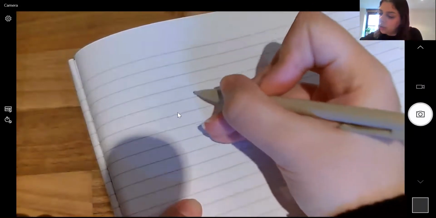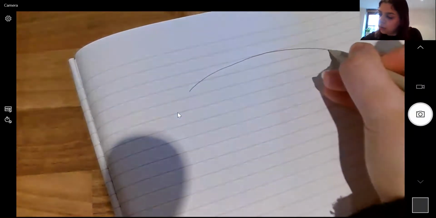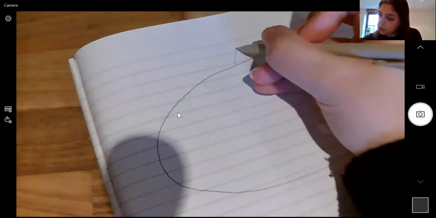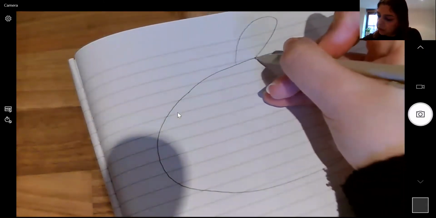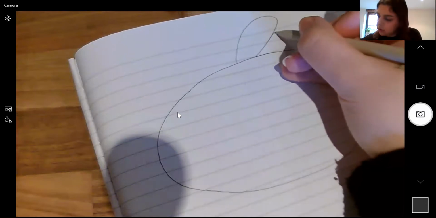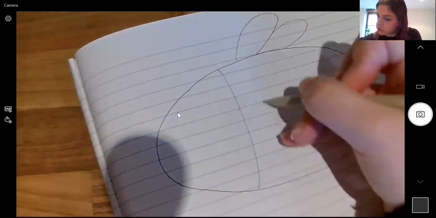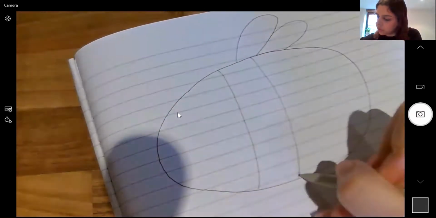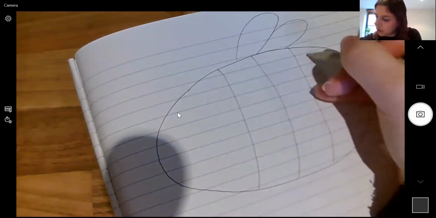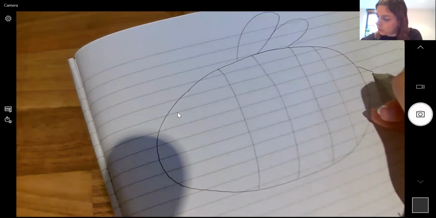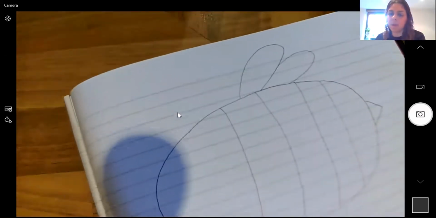And up here, I'm going to draw my bumblebee. So I'm going to draw a circle for my bumblebee. Well, it's more of an oval shape actually, like that. And then I'm going to draw my wings. And I'm going to draw my stripes. And then I'm going to draw the little sting at the back as well. Okay, so there, that's my bumblebee shape.